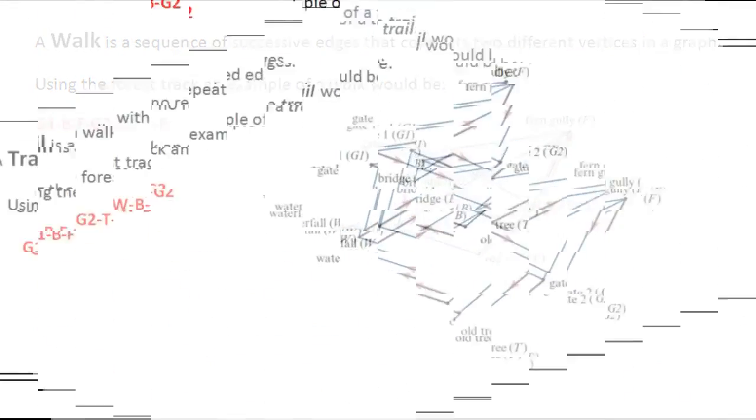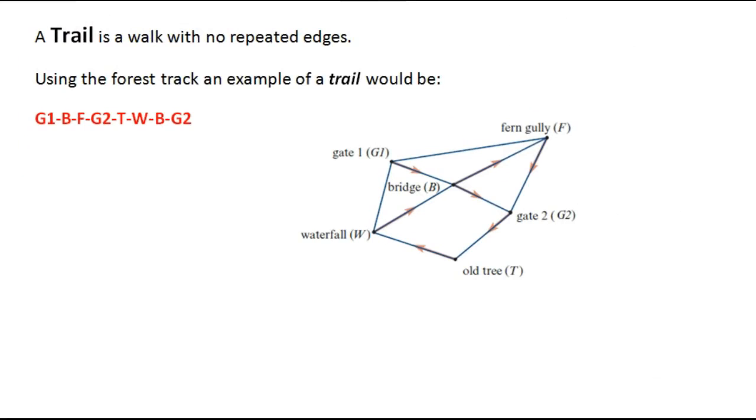A trail is a walk with no repeated edges. Using the forest track again, we could start at gate 1, go to the bridge, go to Fern Gully, come back to gate 2, off to the old tree, over to the waterfall, back to the bridge, and back to G2. So you can see that we've never covered the same edge.